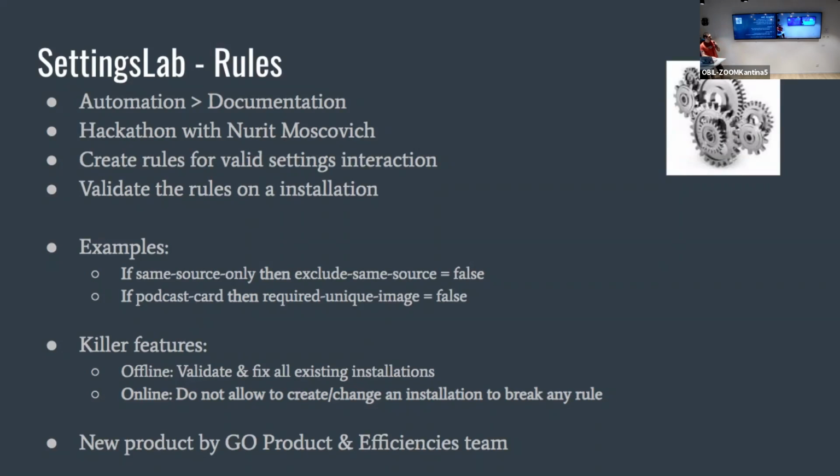So the killer features of this system are to go offline and find and fix all the existing installations we have in Outbrain. And online, what we can do is, if I'm coming to create or change an existing installation, I can very quickly go over the rules and see if I'm breaking something. And if I do, it won't allow me even to save this. It will pop up a nice description of the issue, and then I'll know what to do.